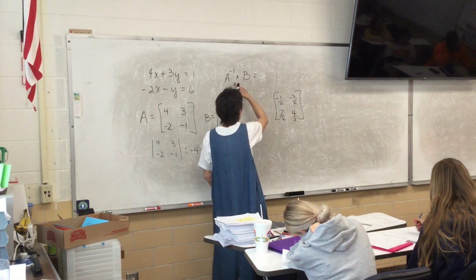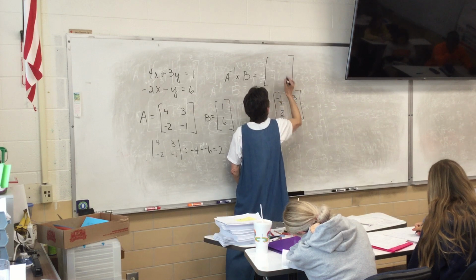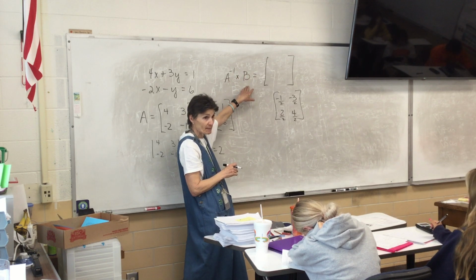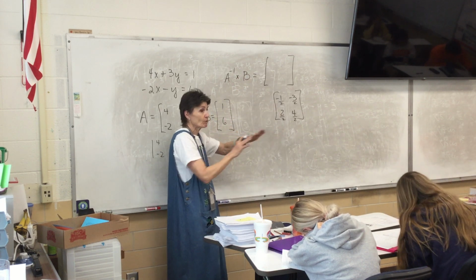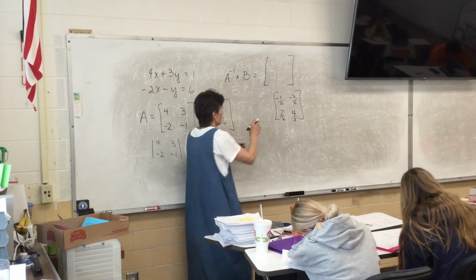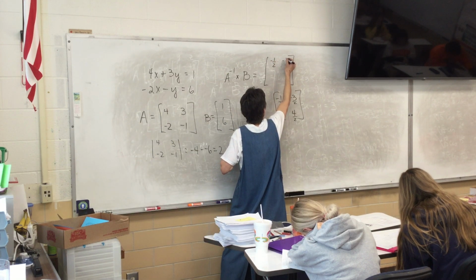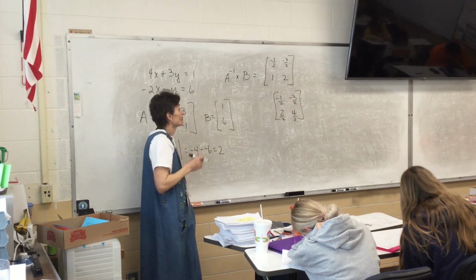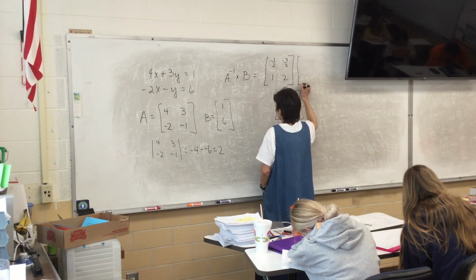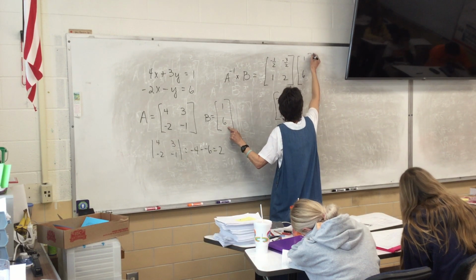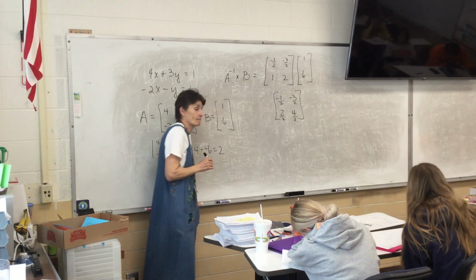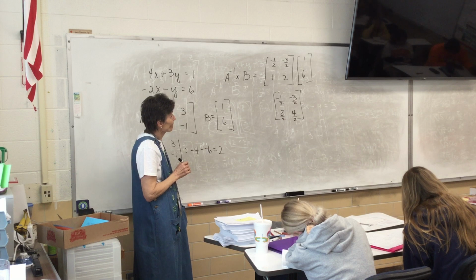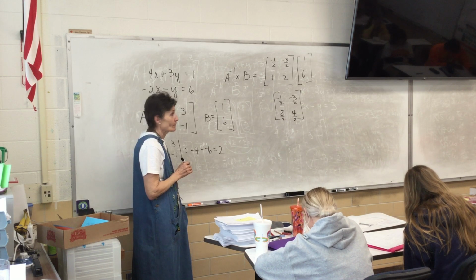So her inverse, remember, to get our answer, we have to multiply the inverse of A times B. Whether we're doing it on the calculator or by hand, that's how you do it. So her inverse is -1/2, -3/2, 1, 2. And we're gonna multiply that times 1, 6. Okay?